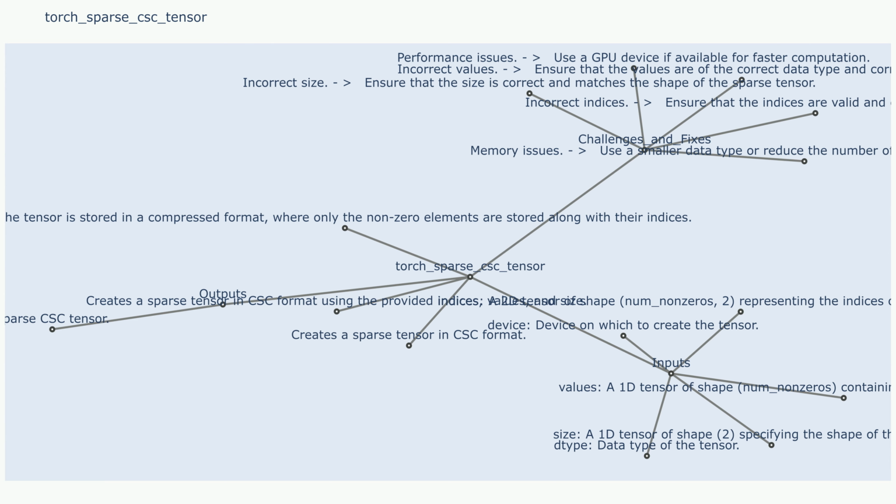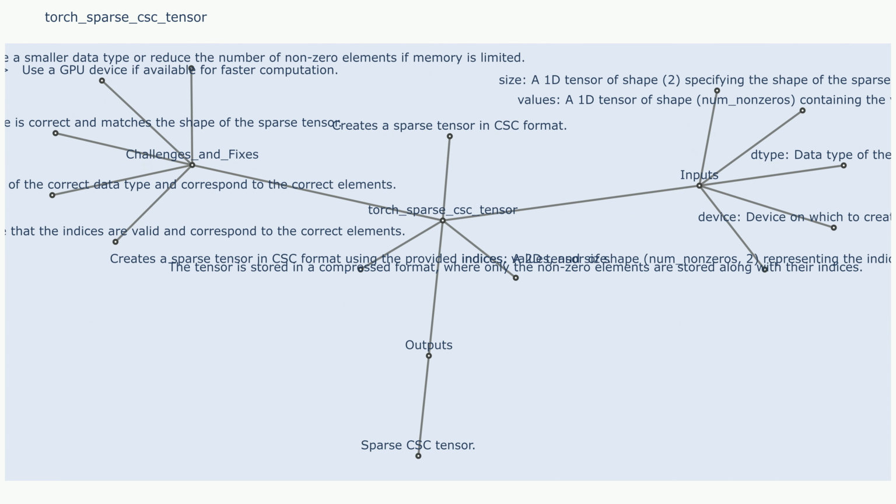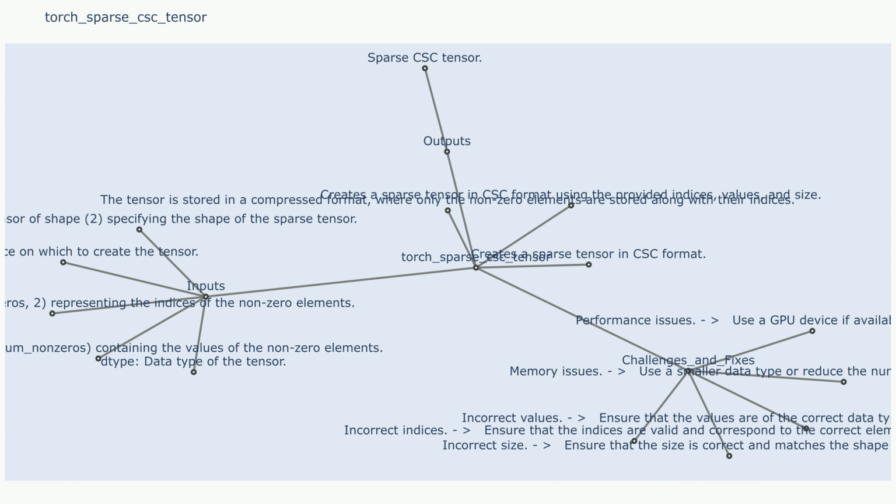Challenges and fixes. Challenge 1: the input tensors must be of the correct type, torch.long for indices and columns, and the desired data type for values. Sample use case that resulted in challenge 1: passing a tensor of type torch.float for indices or columns. Fixes to challenge 1: ensure that the indices and columns tensors are of type torch.long.